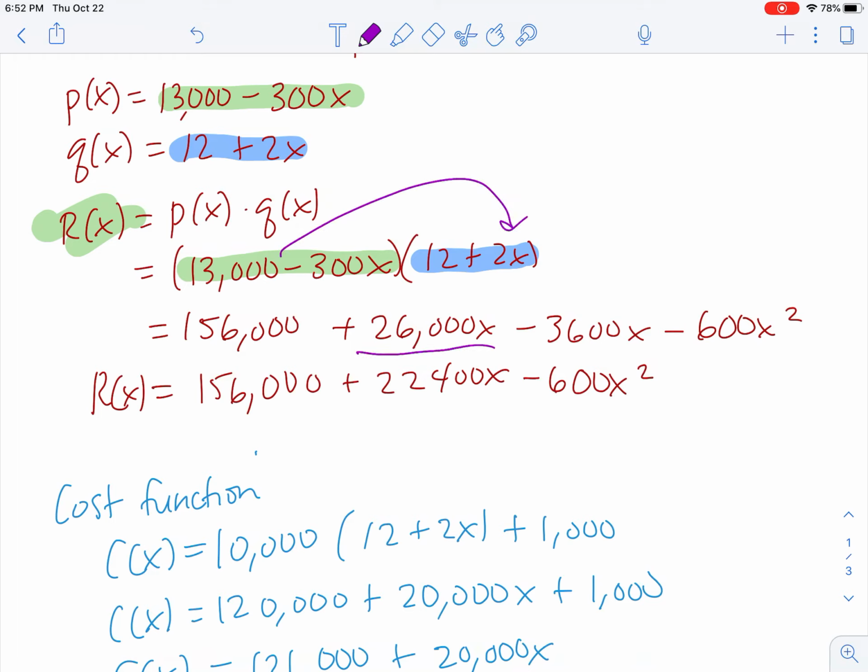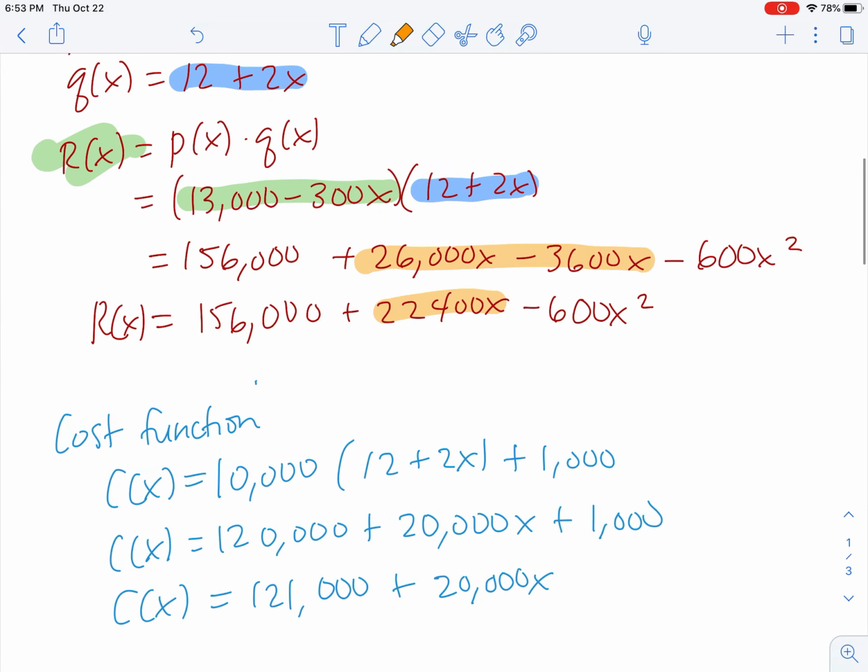13,000 times 2x, 26,000x. Negative 300x times 12, negative 3,600x. And negative 300x times 2x, negative 600x squared. So from here, what we need to do is we need to combine like terms. Our like terms are right here in the middle. 26,000 minus 3,600 is 22,400x, and we've just recopied the 156,000 and the negative 600x squared.